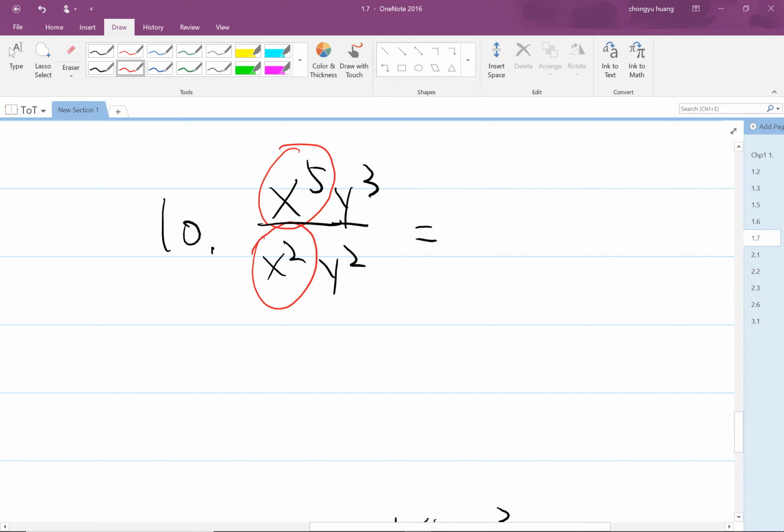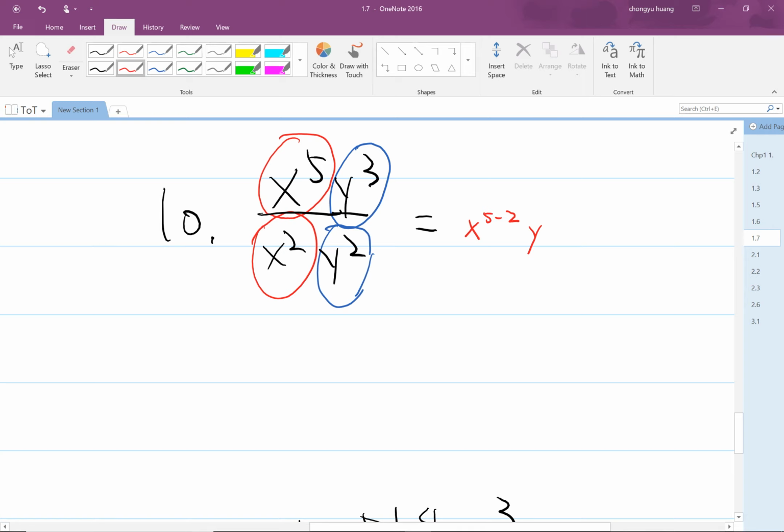So for this part, it's going to be x to the power 5 minus 2. And then what about the other part? You have y to the power 3 and then y to the power 2, so it should be y to the power 3 minus 2. So it is that easy.